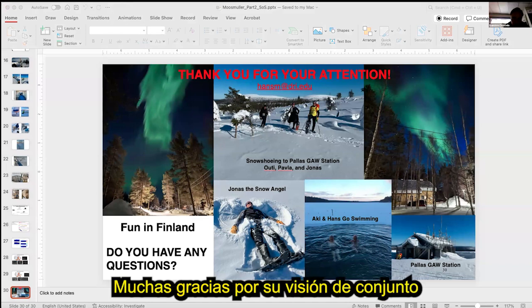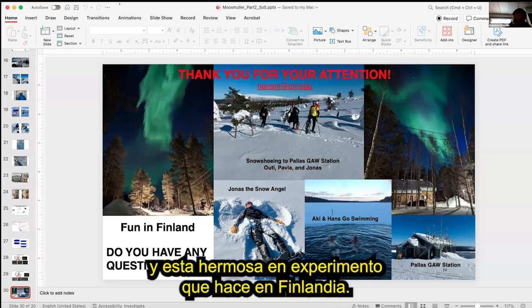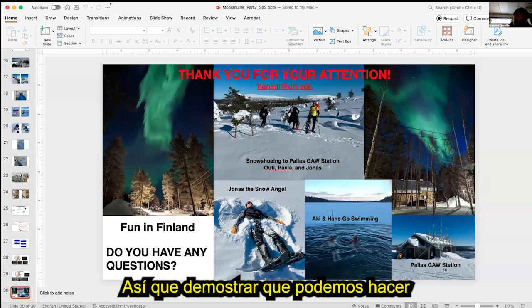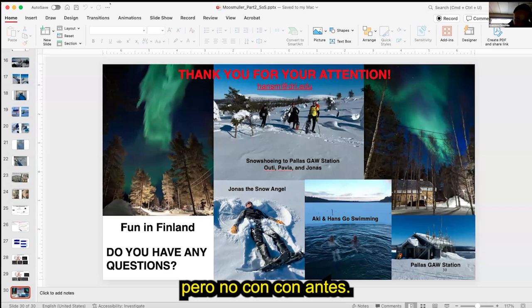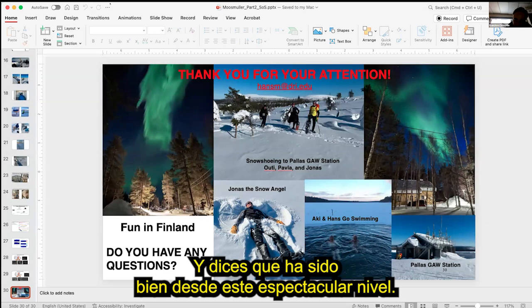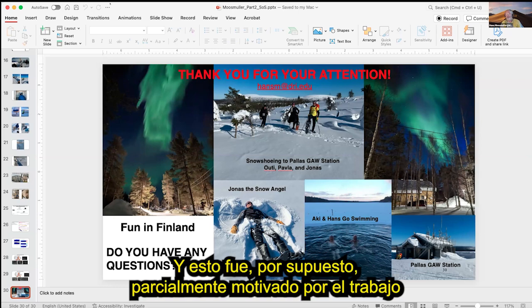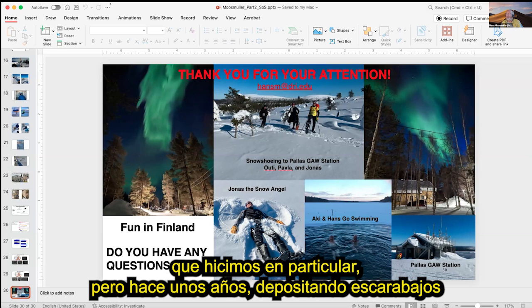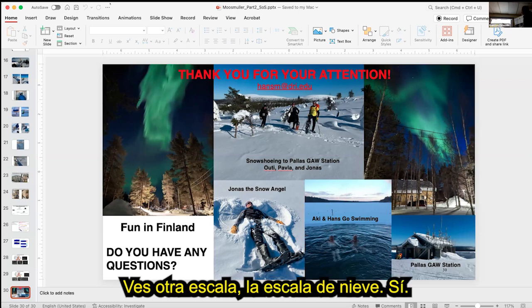Thank you very much, Hans, for your overview about the aerosols' impact on snow and this beautiful experiment that you made in Finland. This is spectacular. And this was, of course, partially motivated by the work we did in Portillo quite a few years ago, depositing diesel soot from a vehicle onto snow. Yes, it's another scale.